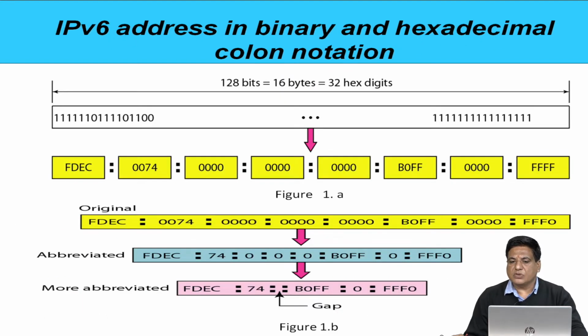IPv6 address. We can represent the IPv6 address in two forms, binary form as well as hexadecimal form. In the binary form we represent the address in the form of 0s and 1s. In hexadecimal, each 16-bit group is separated by colons, and these groups are represented by hexadecimal numbers. So the first address we can read as FDEC colon 0074 colon 0000 colon 0000 colon FFFF colon B0FF colon 0000 colon FFFF.